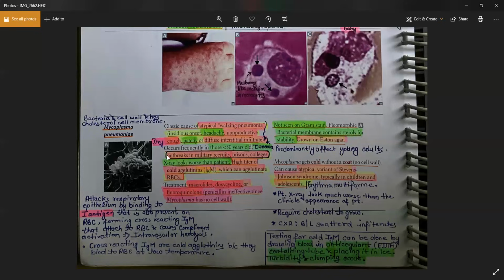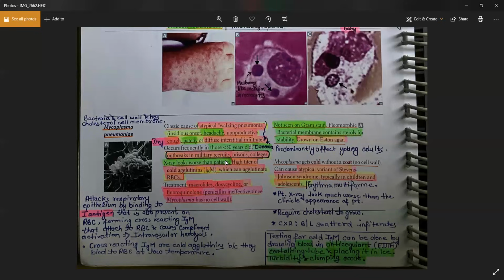Okay, and you need to know that the X-ray actually looks much worse than the patient's symptoms. The patient presents with very mild symptoms like fever, some dry cough, and mild shortness of breath. But when you look at the X-ray, what you will see is very diffuse involvement of the lungs, patchy consolidations and everything. So the X-ray looks much worse than the patient's symptoms. It is very important to know. You will get bilateral scattered infiltrates in the lungs.